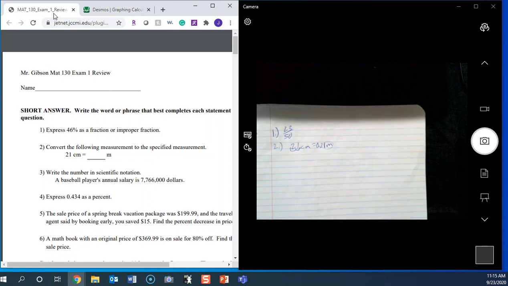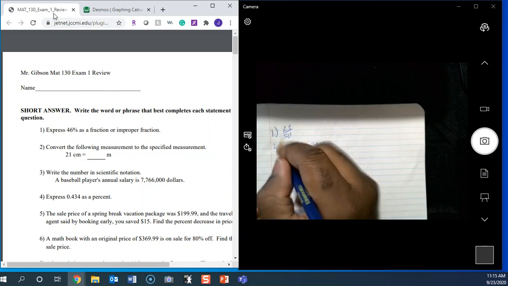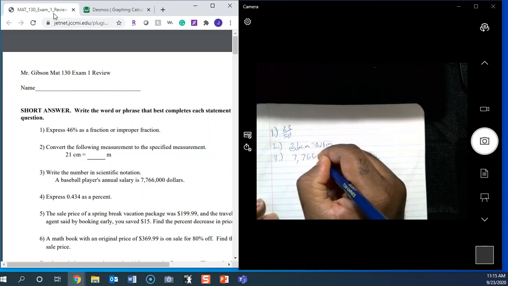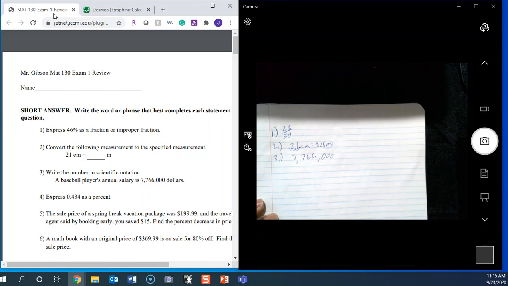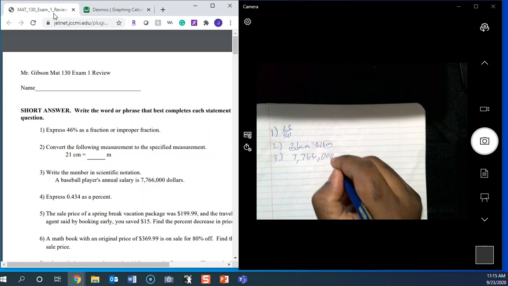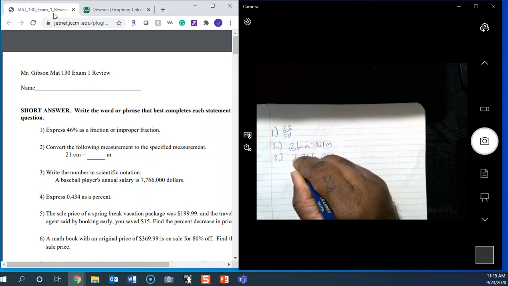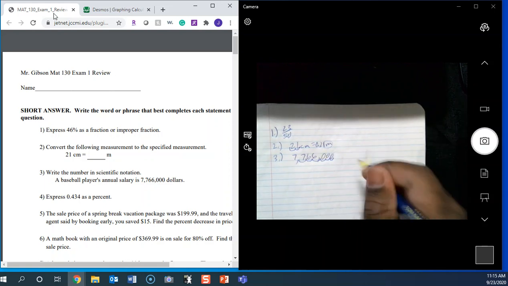Now, number three, write the number in scientific notation. We have $7,766,000. Now to write this in scientific notation, remember you can only have one digit in front of the decimal. The decimal is assumed to be here, so we have to move this decimal to the left until we only get one digit in front of it that's not zero.